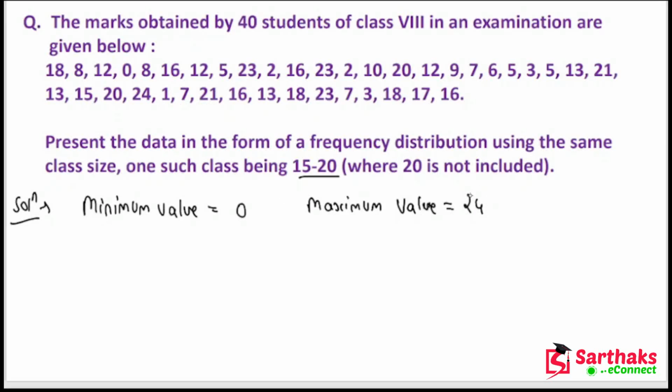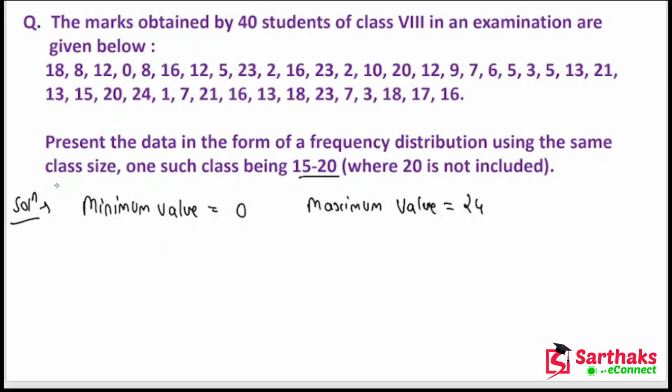So there's no need to find the range since class intervals are already given. We do not need to find how many intervals we have. We just have to see that the intervals should include 0, so yes, they should start from 0. Okay, 0 is the minimum, 24 is the maximum, and 15 to 20 is one such interval.